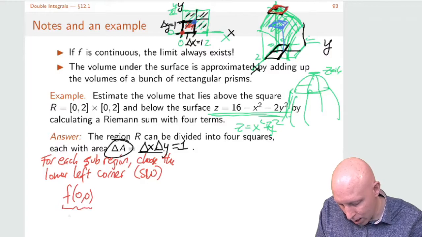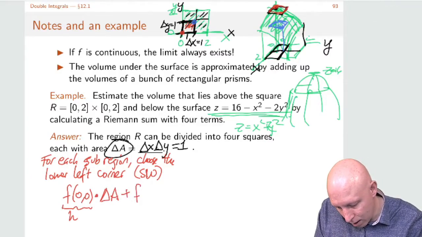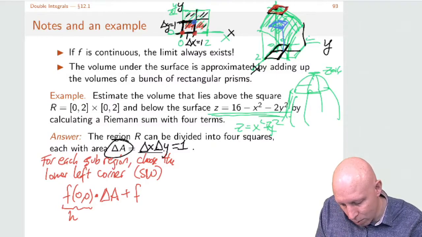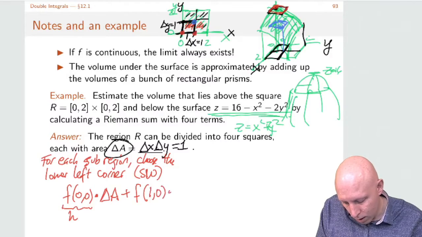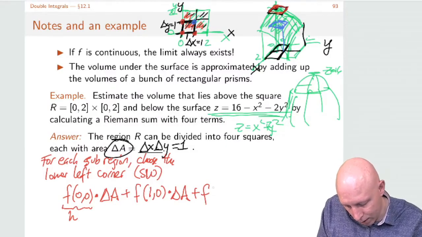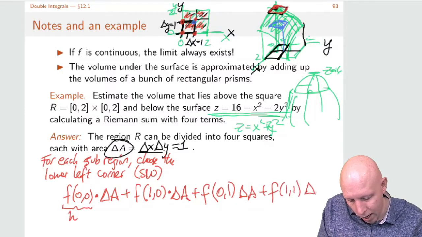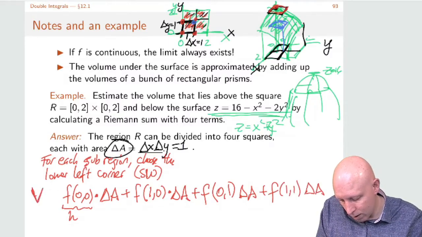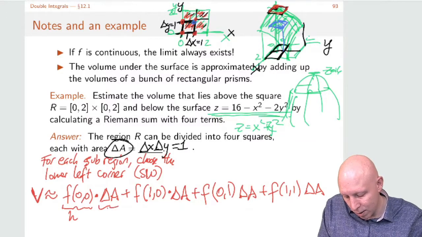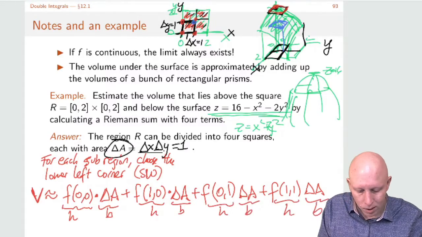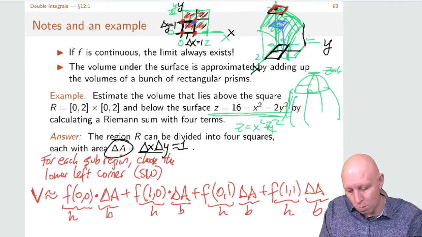So this is going to be the height times the area, delta A, plus the height for the next square, where we need the corner that is at 1, 0, times delta A, plus f of 0, 1 delta A for the next square up, and the last one is f of 1, 1 delta A. The volume is going to be approximately the height times the base, the height times the base, the height times the base, and the height times the base. These are the sum of the volumes of each of the smaller pieces, right?